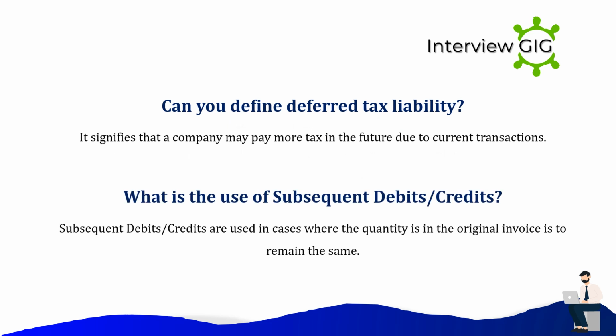Can you define deferred tax liability? It signifies that a company may pay more tax in the future due to current transactions. What is the use of subsequent debits and credits? Subsequent debits and credits are used in cases where the quantity in the original invoices is to remain the same.